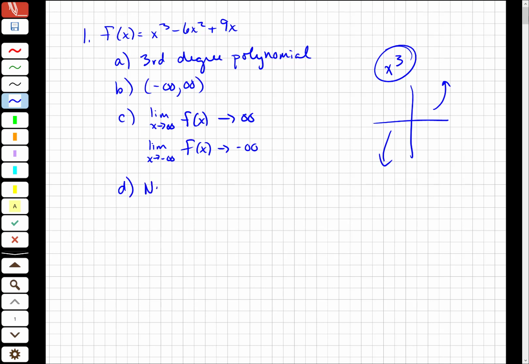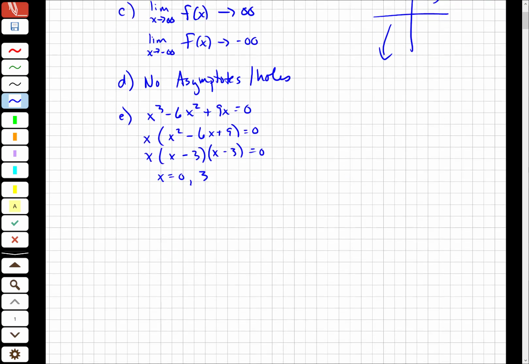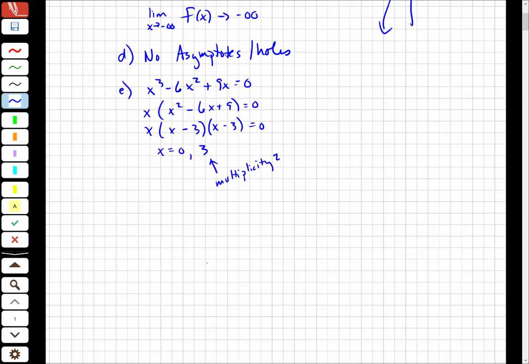D, there are no asymptotes, either vertical asymptotes or horizontal asymptotes, or holes. E, intercepts. I need to set this equal to 0. I'll factor out, and this is x squared minus 6x plus 9 is 0. And what does this factor to? Minus 3 and minus 3. So I get x is 0 and 3. And if you ever study polynomials, this zero of the polynomial is of multiplicity 2. We didn't talk about this, but you might have seen it before. So those are the intercepts.